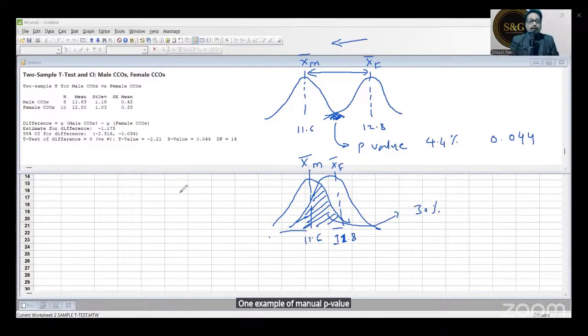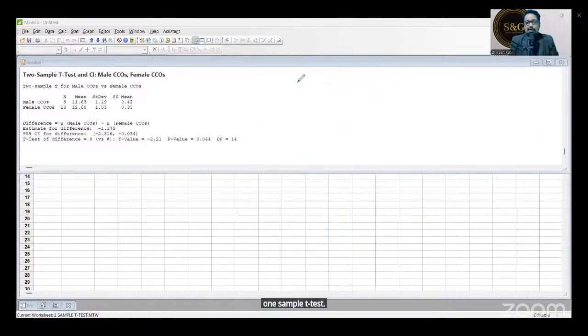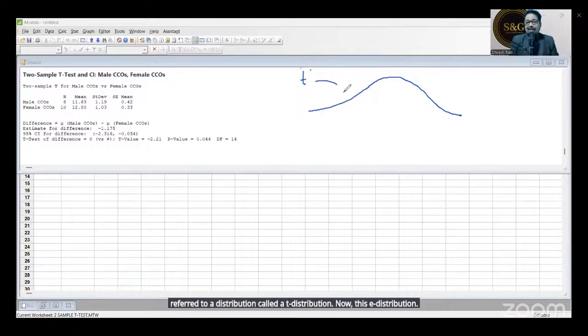Now, we are observing one sample t-test here, right? One sample t-test, correct? Now, what is a t-test? T-test basically refers to a distribution called the t-distribution. This t-distribution is a little flatter than our normal distribution, because remember yesterday when we were learning CLT, our central limit theorem, we gave you a number. You should at least have that many data points.